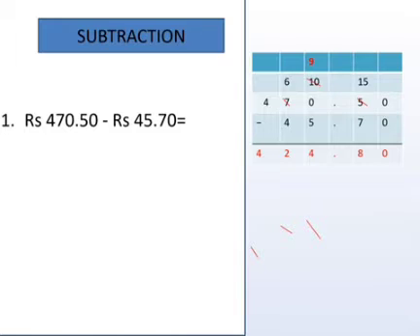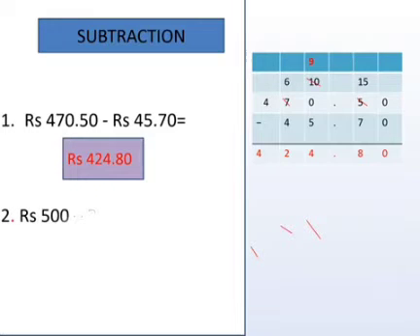Now place the decimal point wherever it is. Next is 9. 9 minus 5 is 4. 6 minus 4 is 2. What is left out? 4. So what is the final answer, children? The final answer is 424 rupees 80 paise. Let us move on to the second question now.